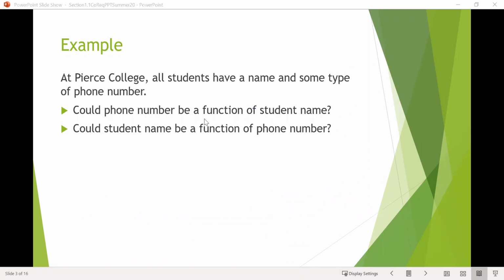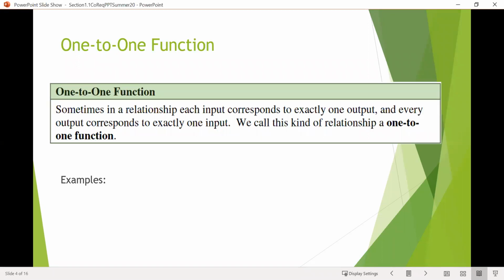All right. Let's look at what is called a one-to-one function. So we've talked about how multiple inputs can go to the same output. Now, a one-to-one function has some restrictions on that. So here it tells us that sometimes in a relationship, each input corresponds to exactly one output, and every output also corresponds to exactly one input. We call this kind of relationship a one-to-one function. So let's look at how that would play out.